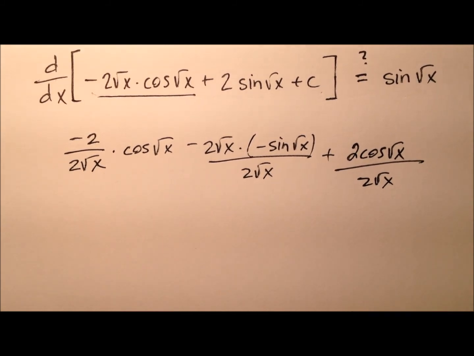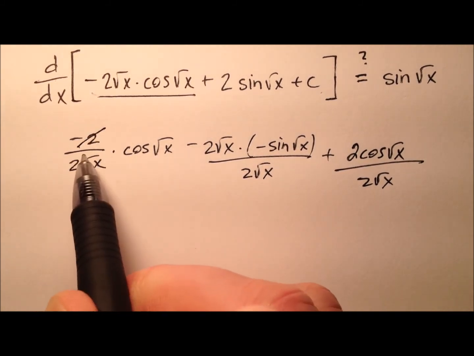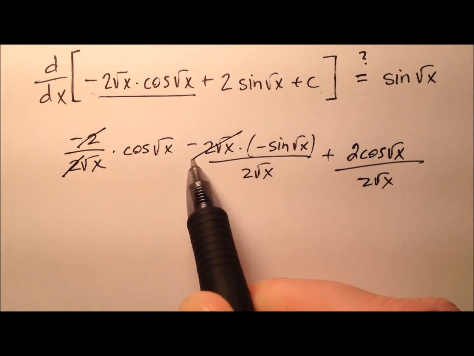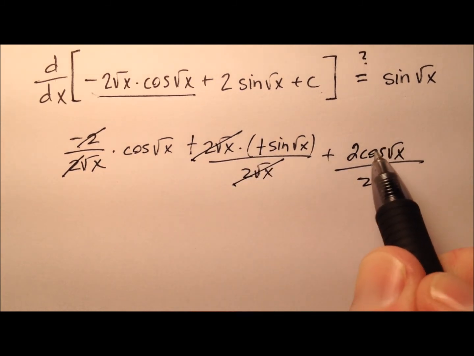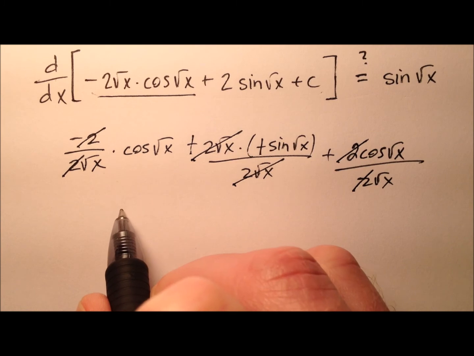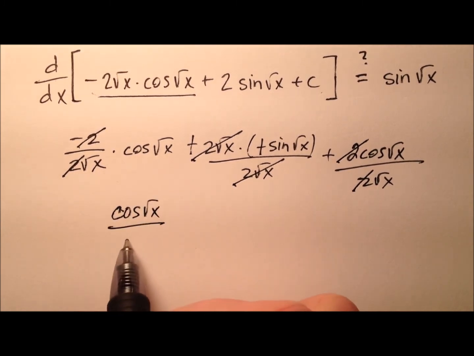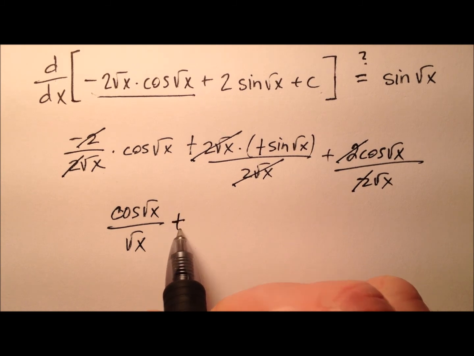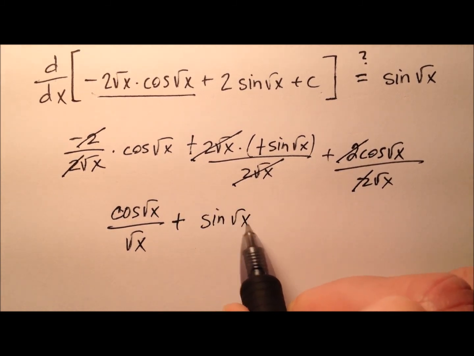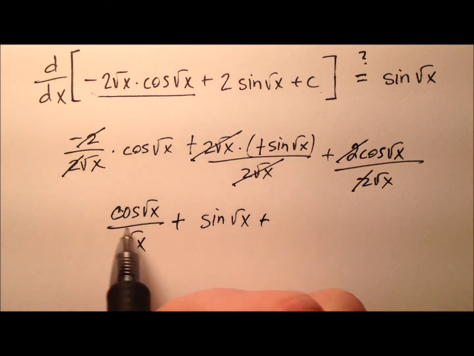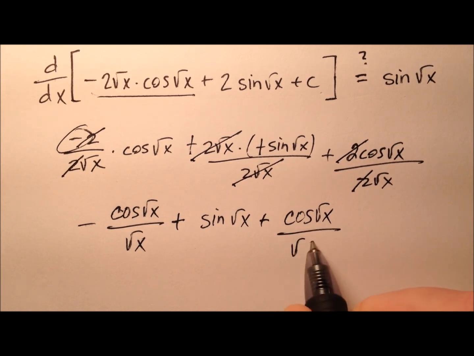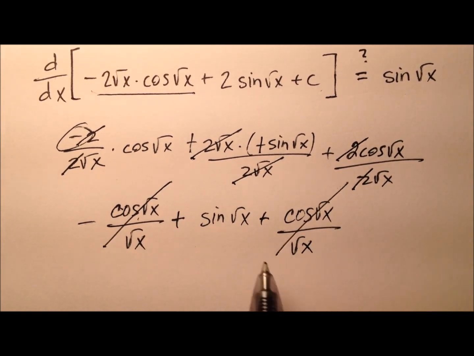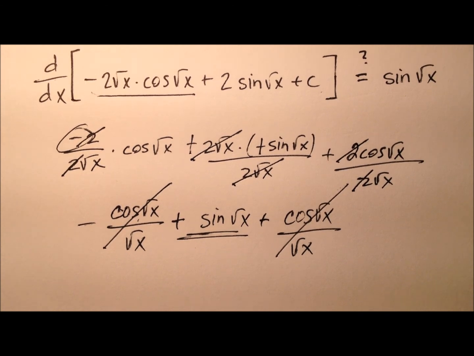Okay, so a lot of stuff going on here, but of course a lot of stuff will cancel as well. So the 2's here will cancel. Looks like the 2 radical x's will cancel. The negatives will cancel. The 2's will cancel. So I have cosine times the square root of x over the square root of x, and then plus sine of the square root of x, and then plus, oh, by the way, this was a minus out front here, and then cosine of the square root of x over the square root of x. So of course these do cancel, and I'm left with the sine of the square root of x. So I know that this integral that I found originally is correct.